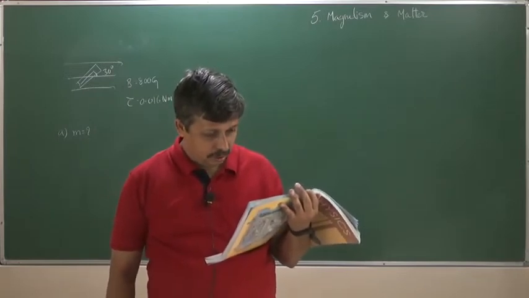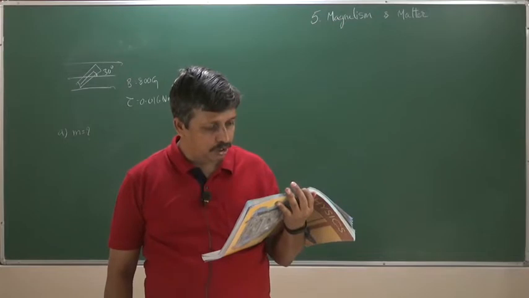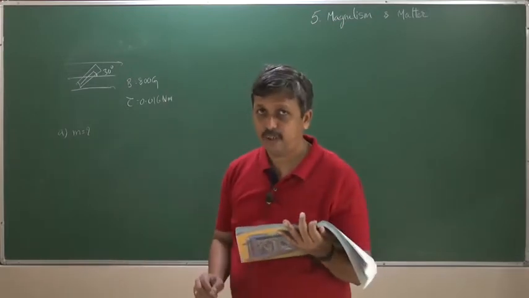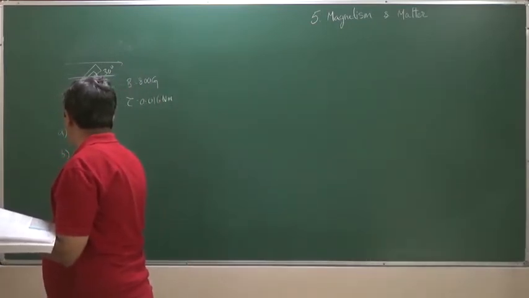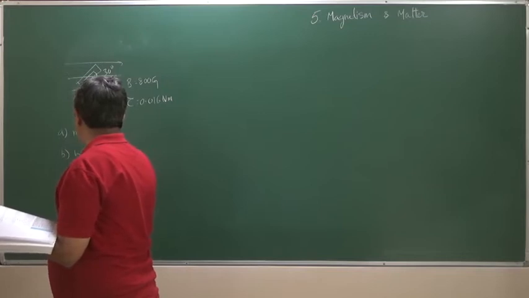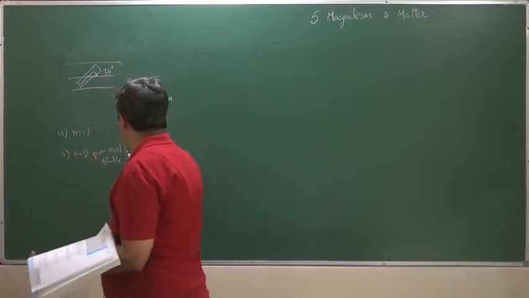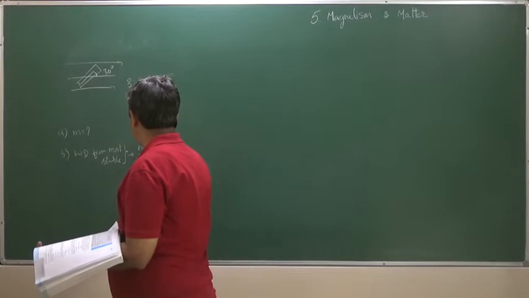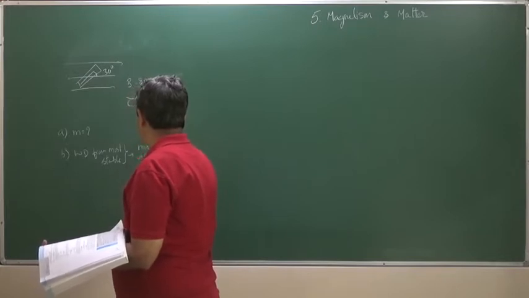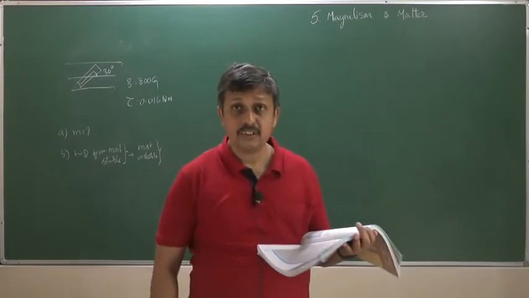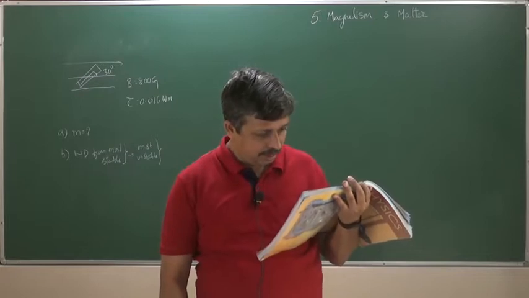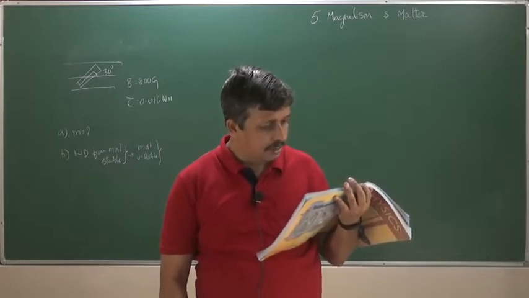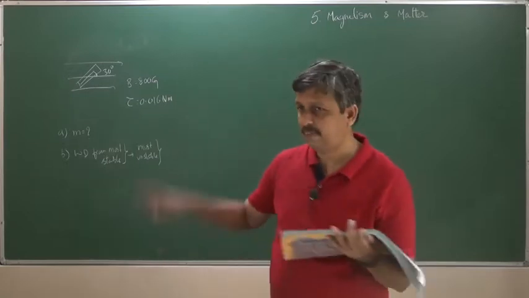B, what is the work done in moving it from its most stable to most unstable position? What is the work done? For that you need to know what is the most stable position and what is the most unstable position. That is the B part. And C, the bar magnet is replaced by a solenoid. So let's go to the C part a little later. First we'll find out these two.